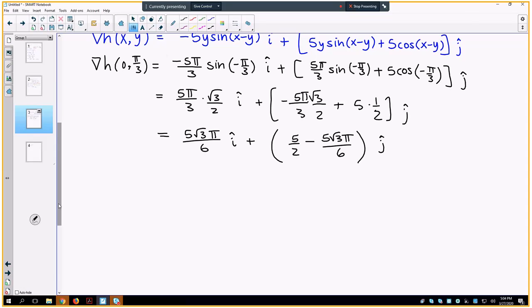Just for good measure, let's go ahead and make this a common denominator here. So instead of 5 over 2, maybe let's write 15 over 6. Okay.